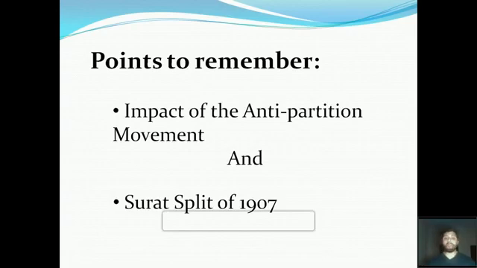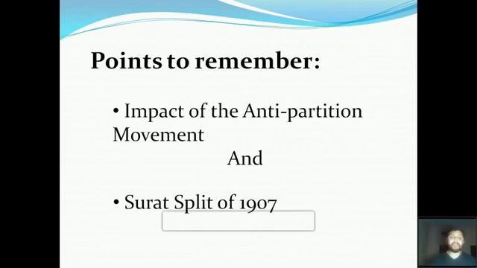And again, one another important event in the history of the Indian National Congress, that is Surat split of 1907. There we have seen what were the main reasons behind the split in the Congress. The main reason behind the split was the disagreement over the presidential candidate of the Indian National Congress. So we have already seen those points in detail, and I'm not going to discuss those points once again, but rather we are moving to the next part of the chapter.